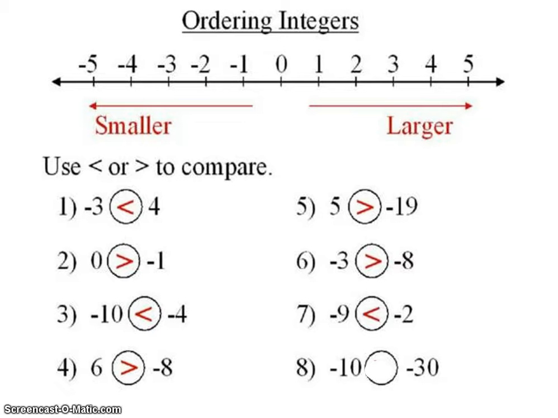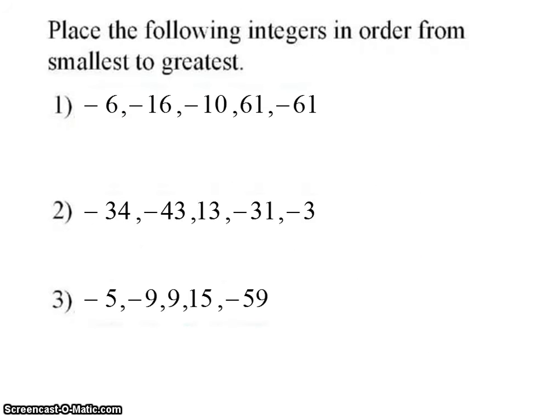Same thing with number 7. -2 is bigger than -9 because it's backwards, it's integers. -30 is smaller than -10. That one is going to get you. Be careful. Remember, integers are backwards.